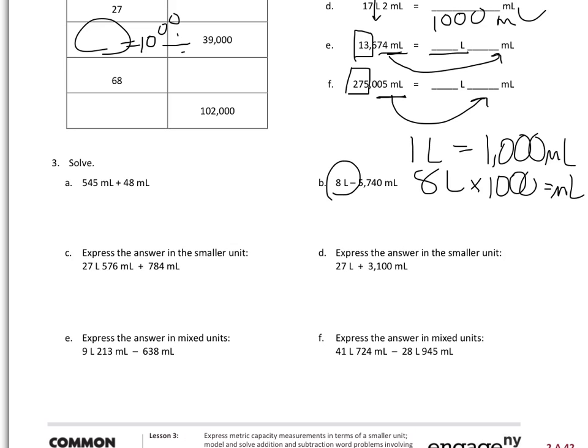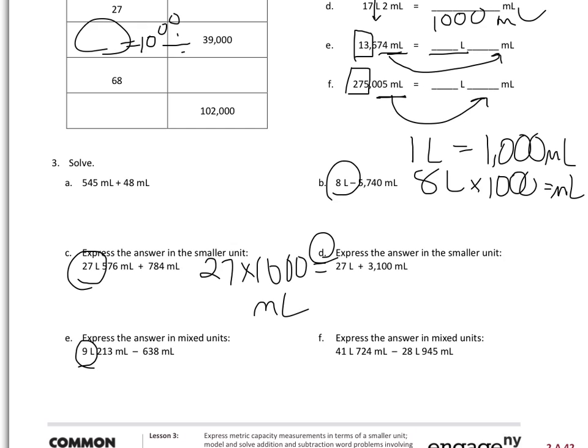For question C, they want it expressed in the smaller unit. Well, milliliters are the smaller unit. So here have students change the 27 liters into its equivalent milliliters. So remember, 27 times 1,000 will tell you how many milliliters there are. Same for D. They're going to want to express the 27 liters as a milliliter unit. They would do the same thing for E.